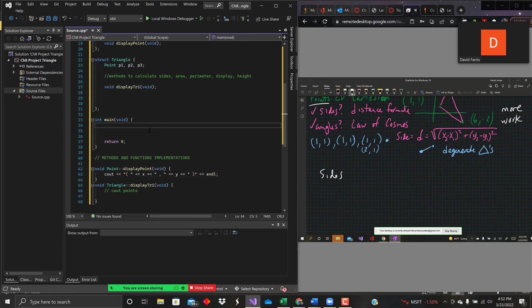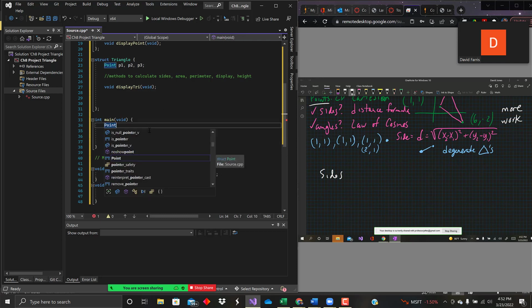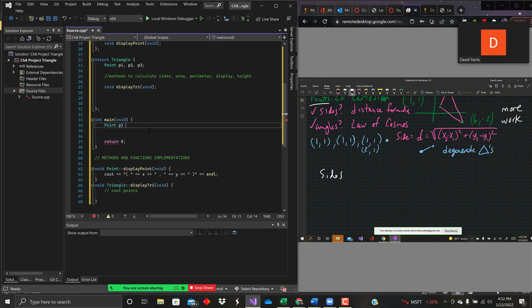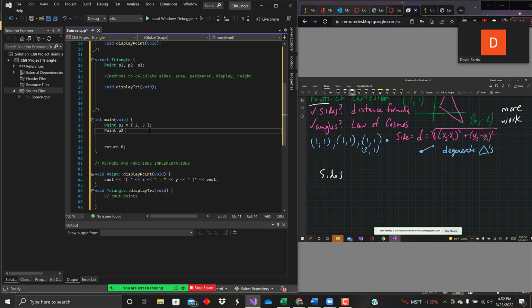Let's come up here and test it. Oh, you know what? Let's do one that gives us a 3, 4, 5 triangle where we know everything. 3, comma 0, and 0, comma 4. And the origin.